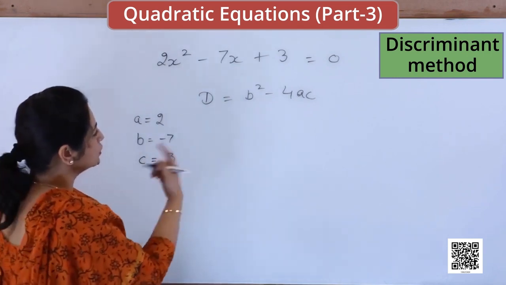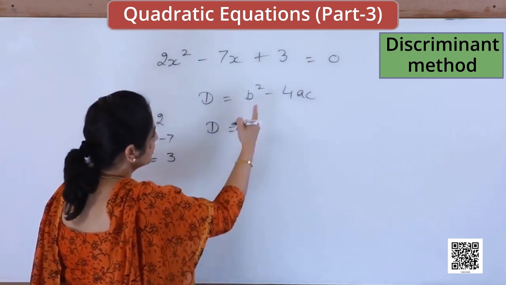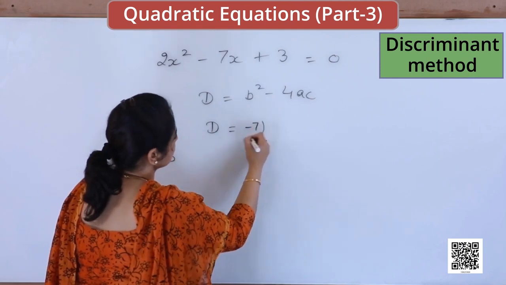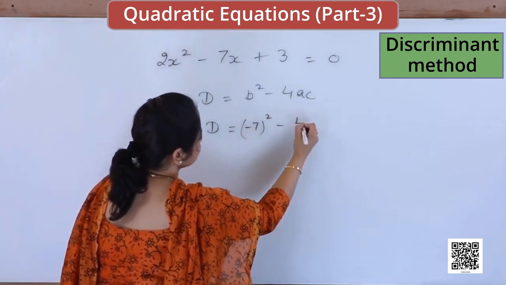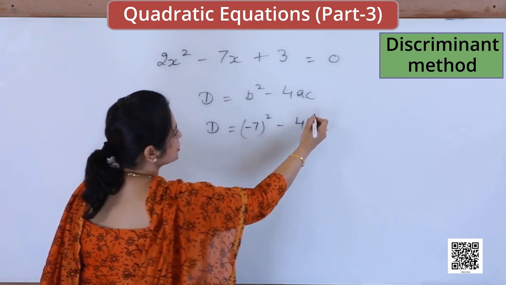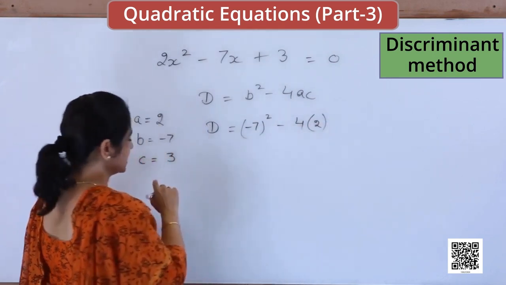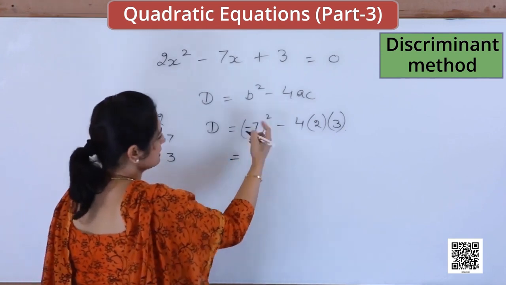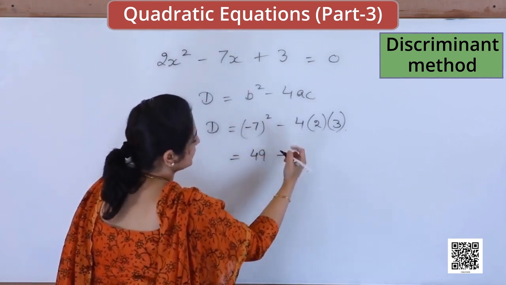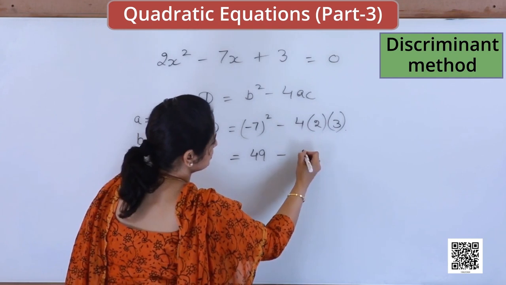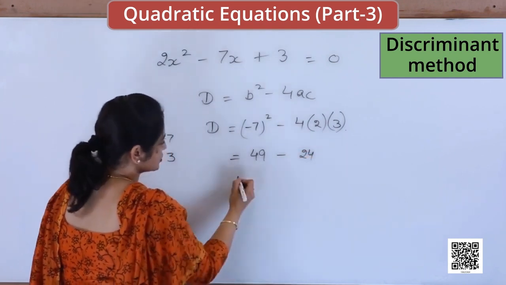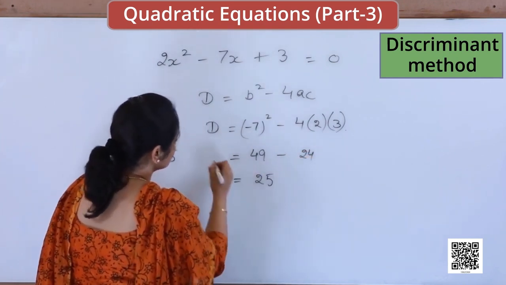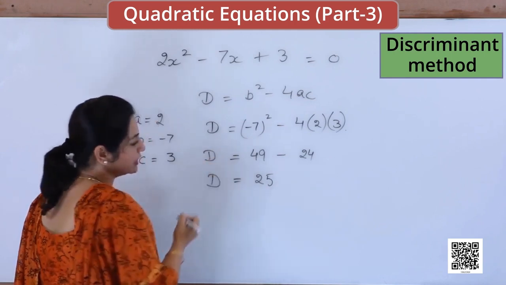Now, putting these values into this formula, we get b square, that is minus 7 squared, minus 4 multiplied by a, which is 2, multiplied by c, which is 3. So, we will get 7 7s are 49, minus 4 2s are 8, 8 3s are 24. So, 49 minus 24 will be 25. So, value of d here is 25.